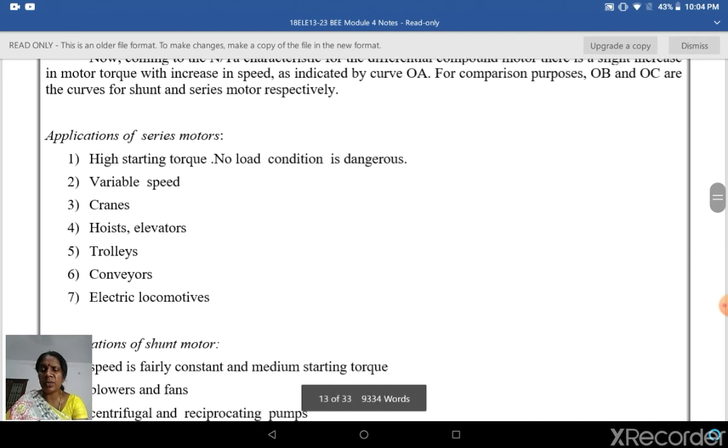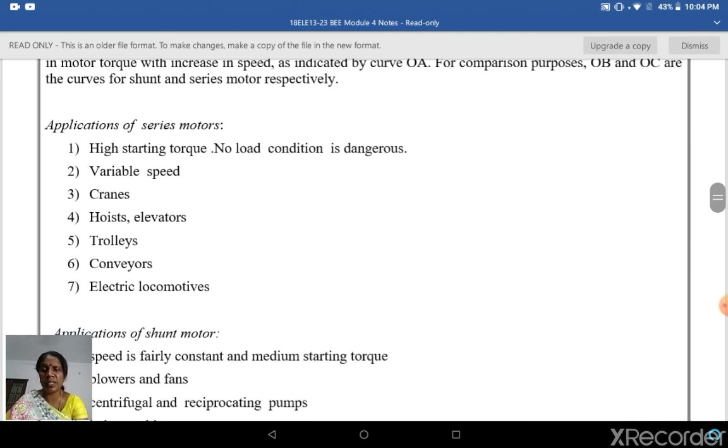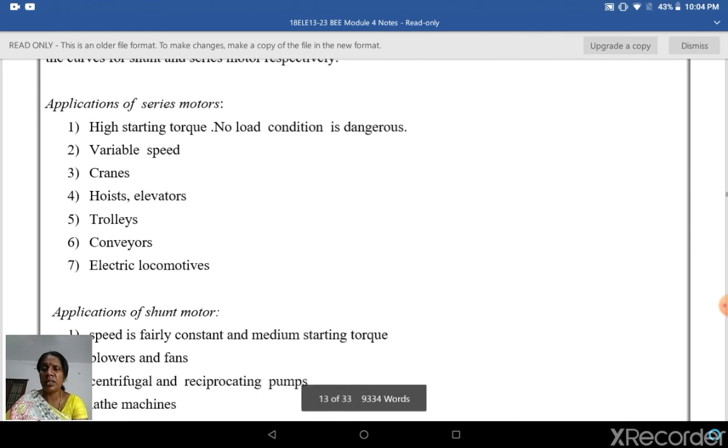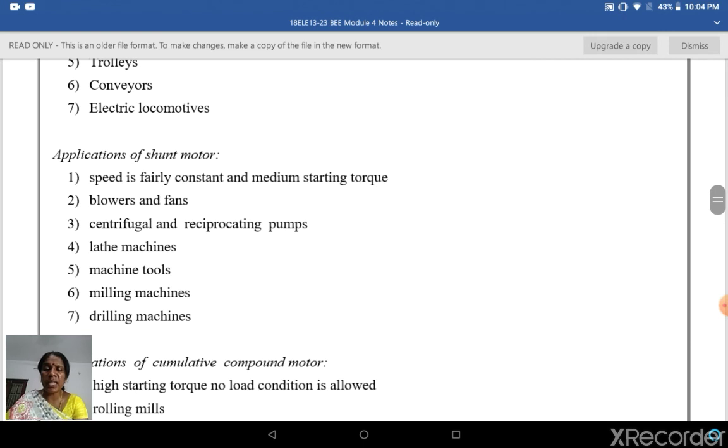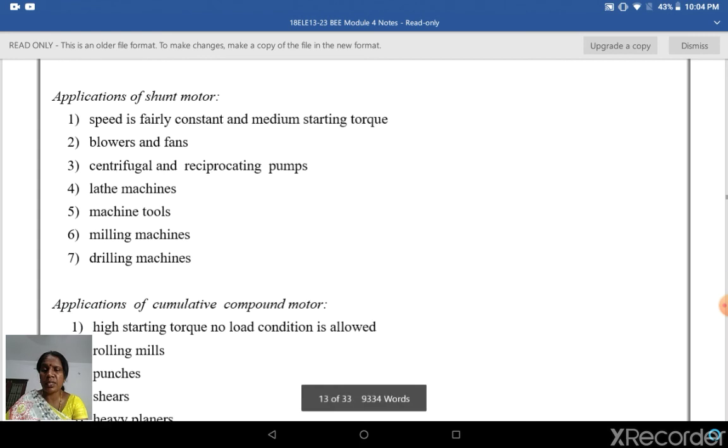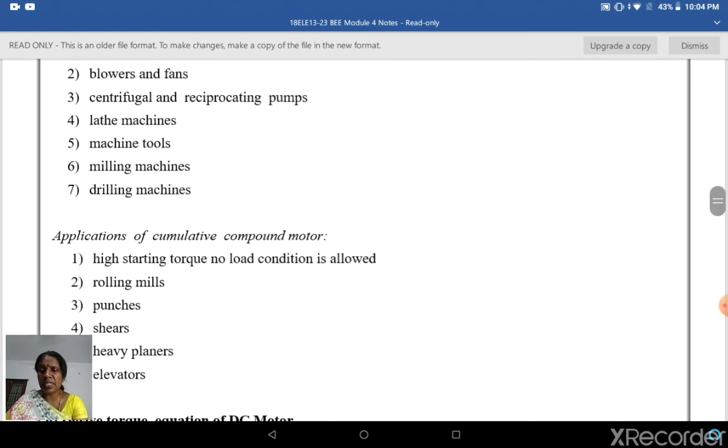Applications of a series motor: high starting torque, and no load condition is dangerous. So for variable speed, cranes, hoists, elevators, trolleys and conveyors, and electrical locomotives, the series motors can be used. Similarly, for the shunt motor, the speed is fairly constant with medium starting torque, used in blowers and fans, centrifugal and reciprocating pumps, lathe machines, machine tools, milling machines, and drilling machines.